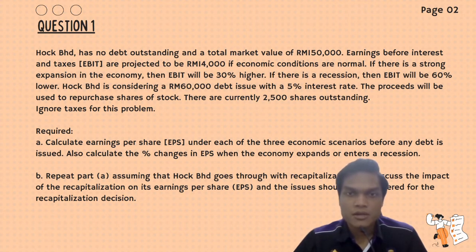Haq Berhad is considering a 60,000 ringgit debt issue with a 5% interest rate, and the proceeds will be used to repurchase shares of stock. There are currently 2,500 shares outstanding, and we need to ignore taxes for this problem. For the required question, we need to calculate the earnings per share, or EPS, under each of the three economic scenarios before any debt is issued, and then calculate the percentage changes in EPS when the economy expands or enters a recession.